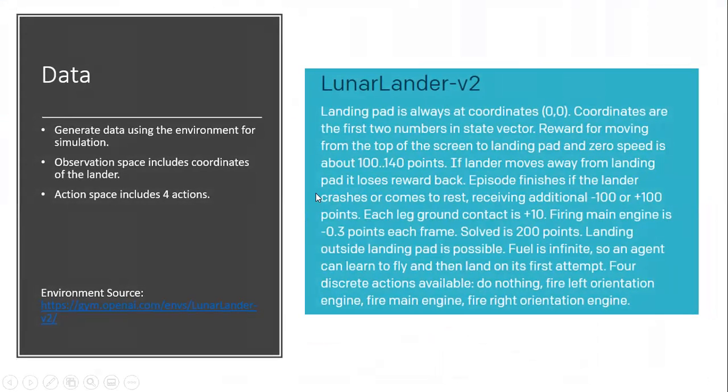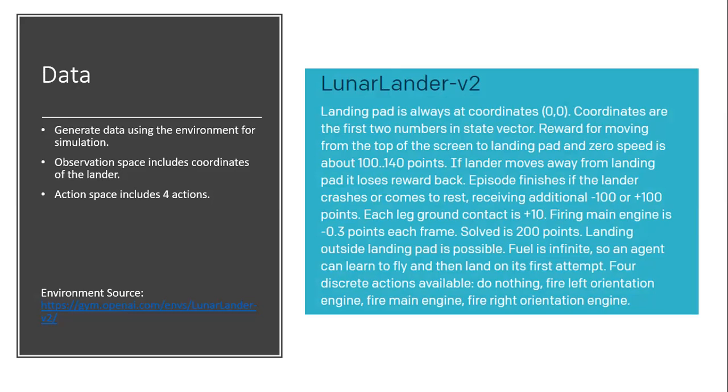Coming to the data, we generate data using the environment for the simulation. Here, the landing pad always starts at the coordinate 0, 0. These are the first 2 numbers in the state vector. Here, we give reward to the agent based on the position of the rocket. If the rocket is moving from top of the screen to the landing pad and speed is 0, we give 100 to 140 points.